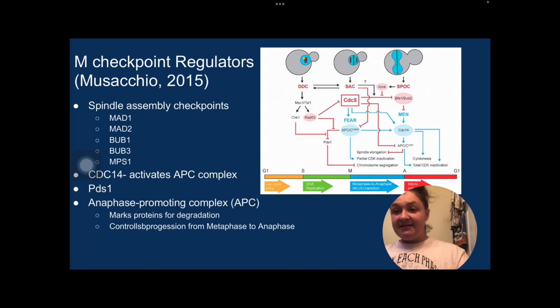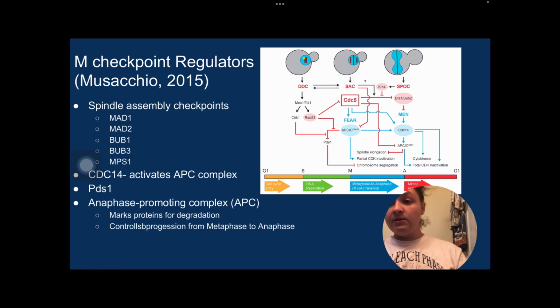This protein exists in two conformations, an open conformation, O-MAD2, and a closed conformation, or C-MAD2. When recruited to kinetochores by MAD1, MAD2 switches to its closed conformation, which binds and inhibits CDC20, a key activator of the anaphase promoting complex cyclosome, or APC/C. This inhibition is crucial for the M checkpoint's function.